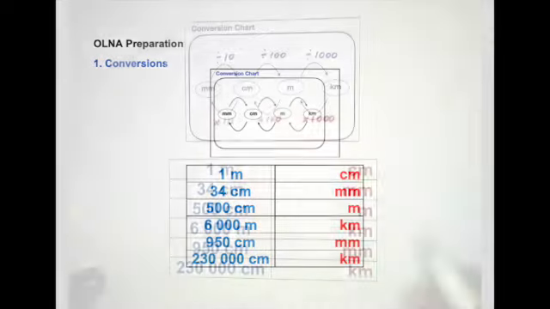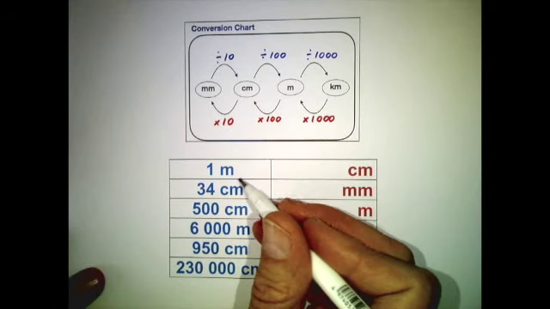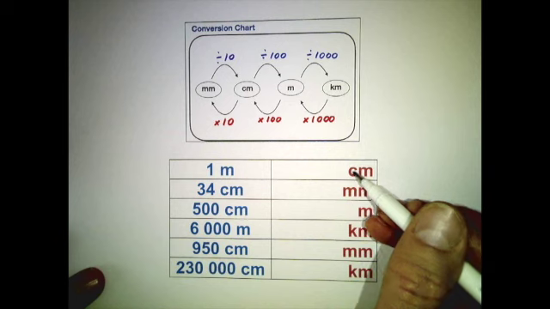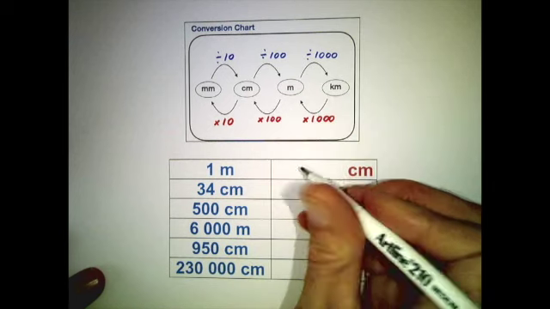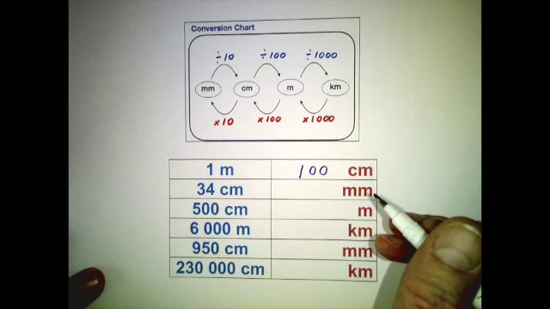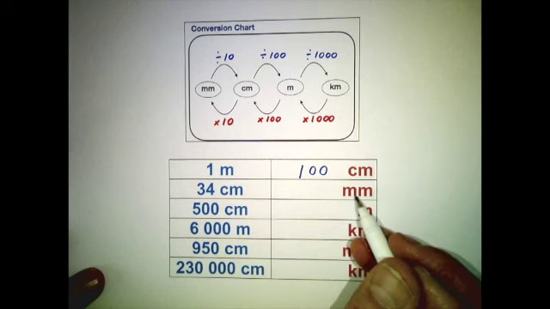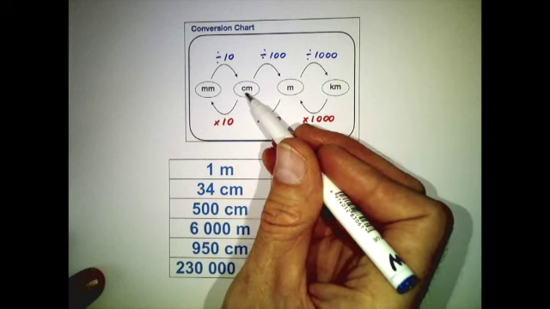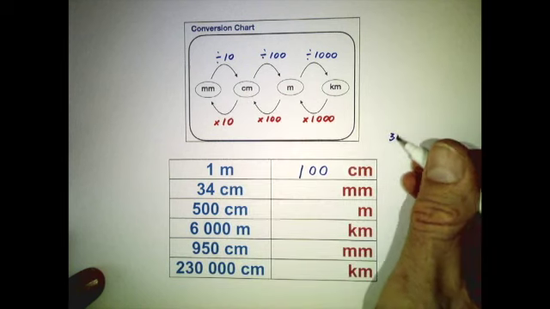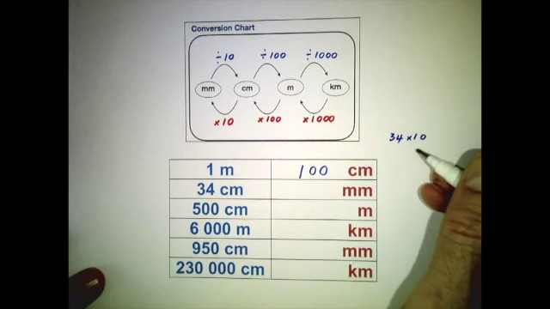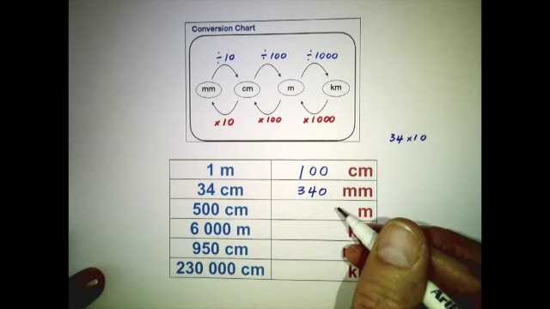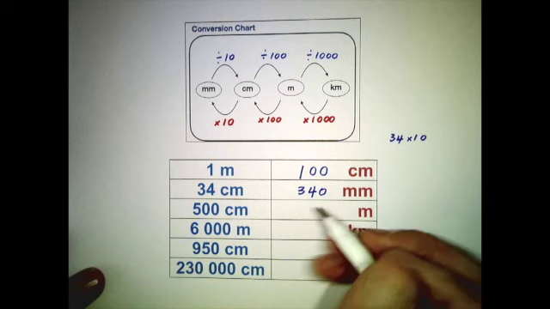Let's have a look at the solution now for these conversions. So the first one is in metres. So according to the chart, to go to centimetres, we need to multiply by 100. So 1 times 100, it's quite a simple calculation, that'll be 100. Now to go centimetres to millimetres, we start at the centimetres and we need to multiply by 10. So 34 multiplied by 10 would mean that we need to place an extra 0 at the end of that number. So 340 millimetres is the answer.